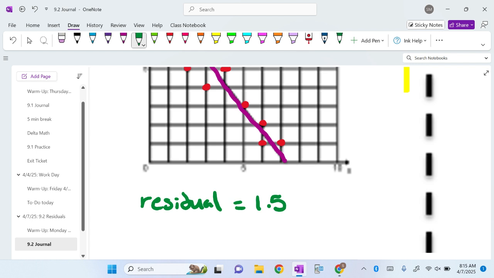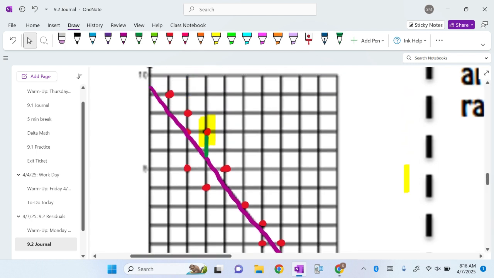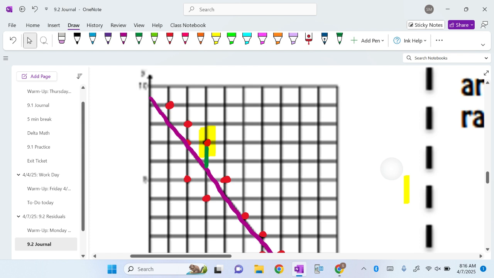Now, our residual is positive because it's above the line. So if it's above the line, it's positive.